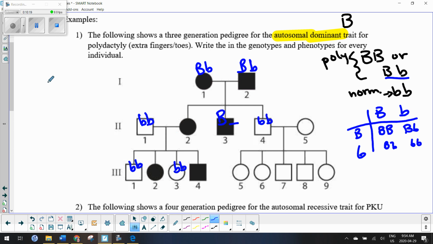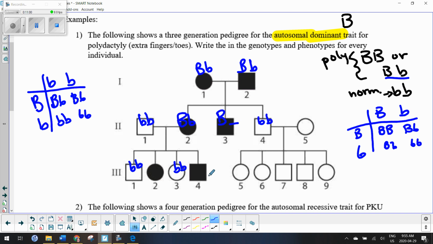I know Dad is only ever going to give a little b. I do have children that do not have the trait. Dad can only pass on one of these genes, which means in order to get a little b, little b child, Mom had to have a little b. Since she has the trait, she still has to have a big B. So Mom had to be big B, little b. There was no choice in the matter.